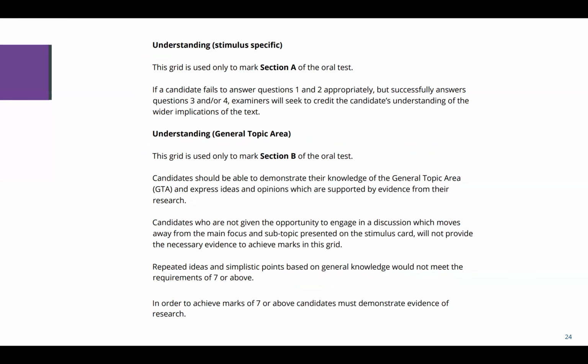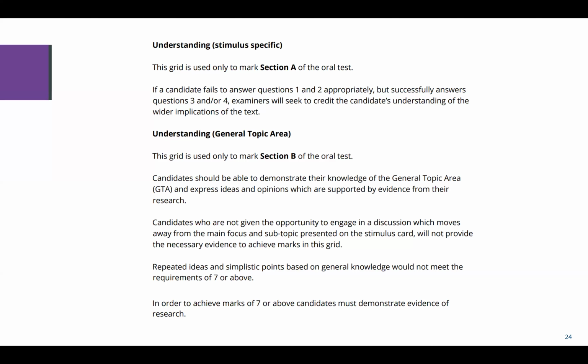And you can see here for the understanding, which is the stimulus specific, that if a candidate doesn't answer question 1 appropriately, nor yet question 2 appropriately, but they are successful in their answers to questions 3 and 4, then we will do our utmost to credit the candidate's understanding of the wider implications. But obviously it's best to try and get questions 1 and 2 correct.